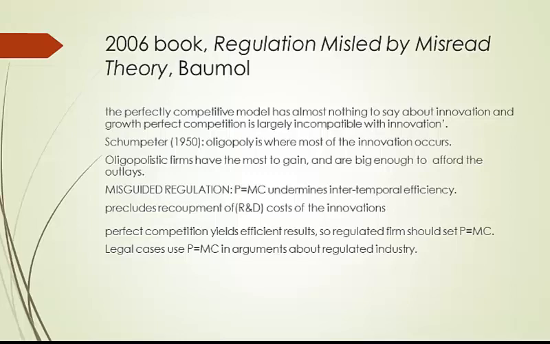Now, in fact, Schumpeter showed that oligopoly is where most of the innovation takes place, because there are big firms, lots of them, and they are trying to compete with each other to get a bigger market share. So they are constantly trying to come up with new ideas to beat the other guy. So that's where you really have competition. In the so-called perfectly competitive industry, there is no competition. Each firm is too small to actually compete.